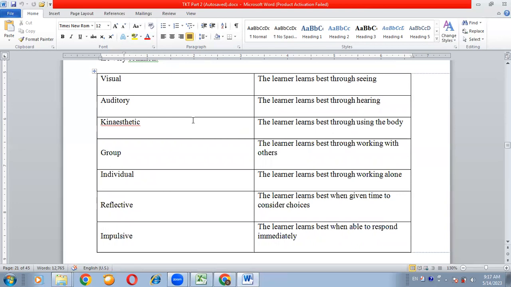The first is the visual learner. We call him a visual learner. The learner learns best through seeing. Visual learner.